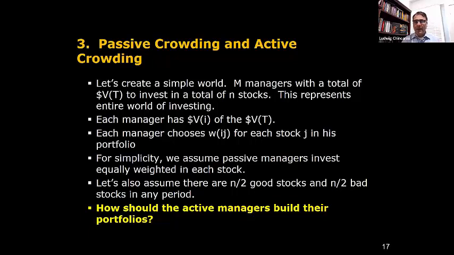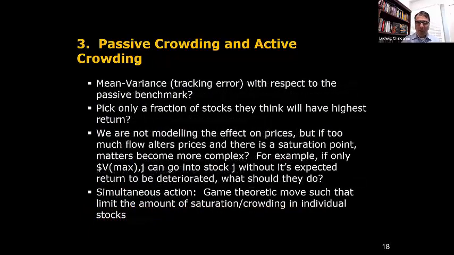So the question becomes, how do active managers build their portfolios? Now, most of the world, it's mean variance. You do tracking error with respect to your passive benchmark. You try to outperform, especially an enhanced index manager, and that's how you do it. We've been doing that for years. The other thing they could do is pick a fraction of stocks that they think will have the highest return. So pick 10, pick 15.